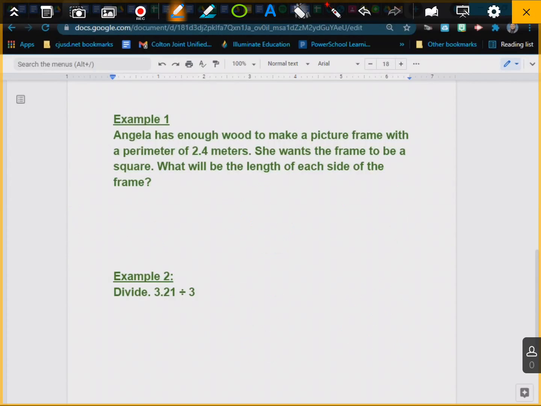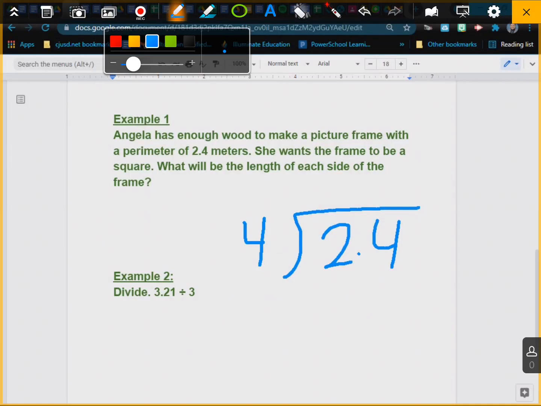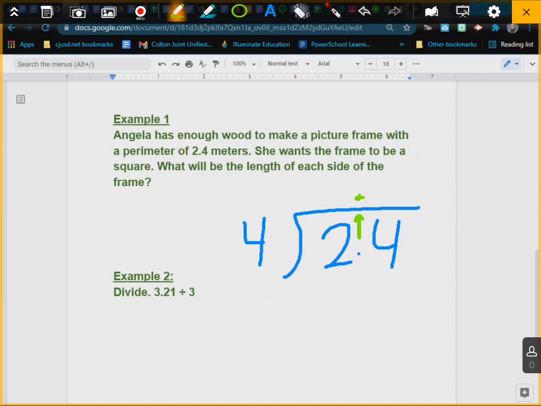Now, here's how you do it the algorithm way. We take 2.4 that goes inside, and we're dividing it by 4. Now, step 1, you put the decimal directly above, right here. Then you just divide normally. 4 does not go into 2, but 4 goes into 24 6 times. 4 times 6 is 24. I have 0 left over. There's nothing left to bring down. 0.6 is my final answer. So that's how you do it the algorithm way, and that's how you would model it.